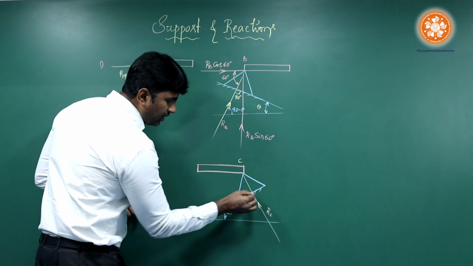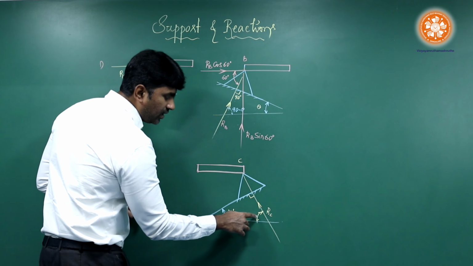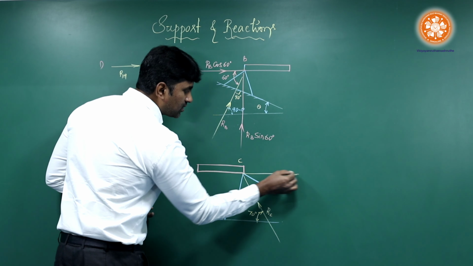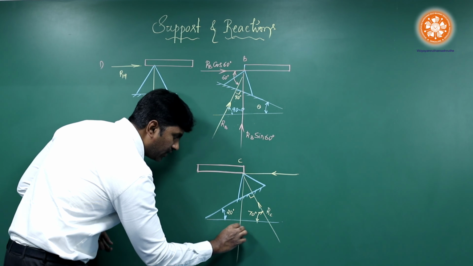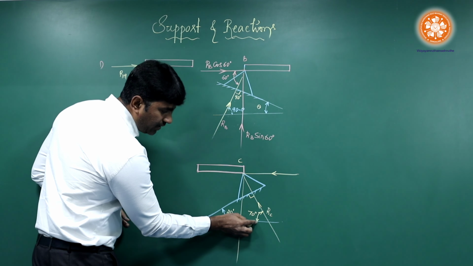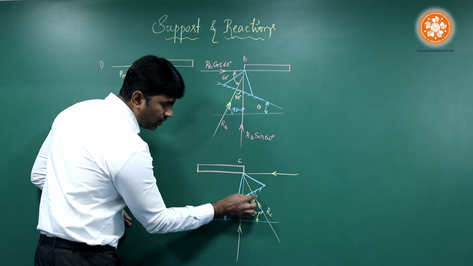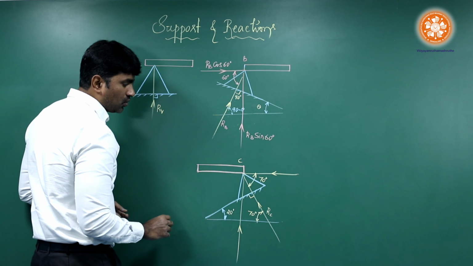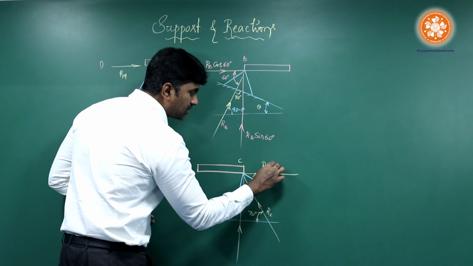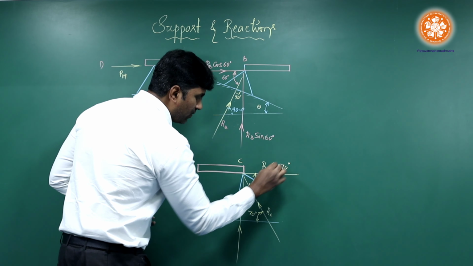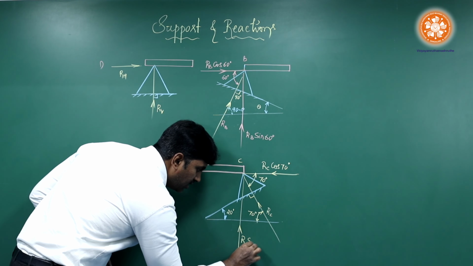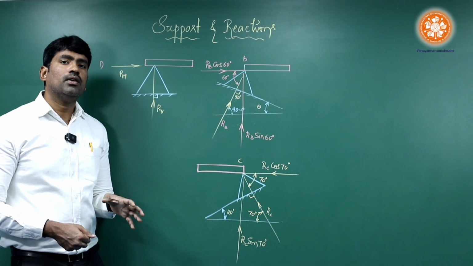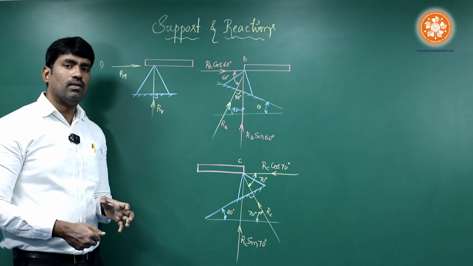As I told, this is 90 degrees and 90 minus theta would be this, so this would be 70 degrees. Now, resolving this to horizontal and vertical, make sure the angle is measured with respect to horizontal to inclined, that is horizontal to inclined, this angle will be 70 degrees. So, this will be RC cos 70 degrees, and this will be RC sin 70 degrees. This is the most important concept you need to understand if you want to solve numericals.